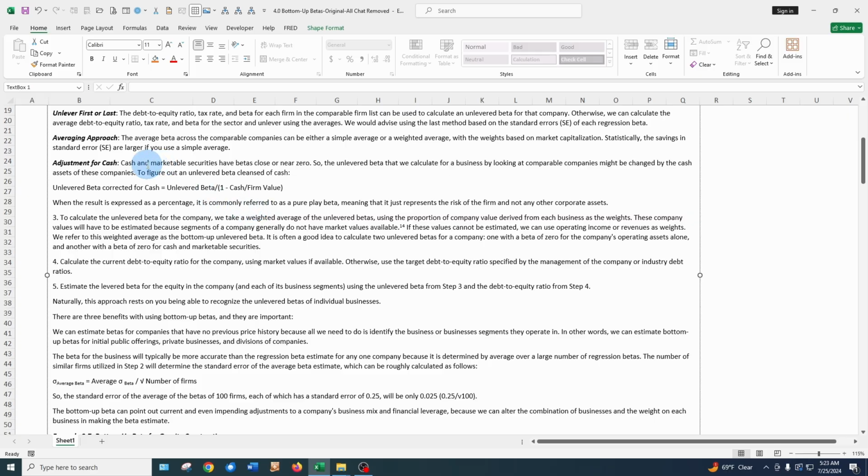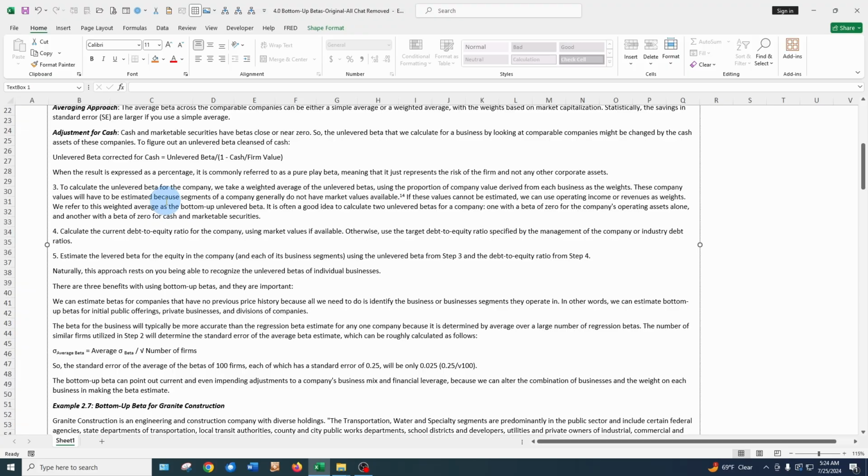Adjustment for cash and marketable securities, which have betas close or near zero. So the unlevered beta that we calculate for a business by looking at comparable companies might be changed by the cash assets of the company. To figure out an unlevered beta, cleanse the cash: unlevered beta corrected for cash is equal to unlevered beta divided by 1 minus cash divided by firm value. When the result is expressed as a percentage, it is commonly referred to as a pure play beta, meaning that it just represents the risk of the firm and not any other corporate assets.